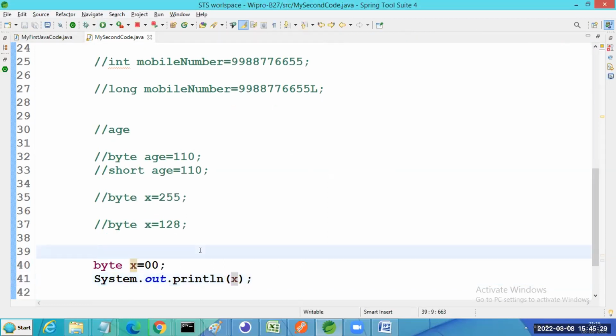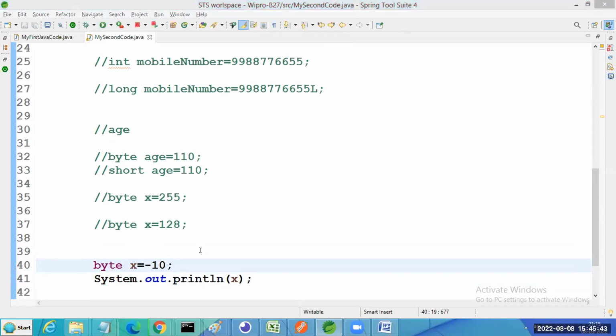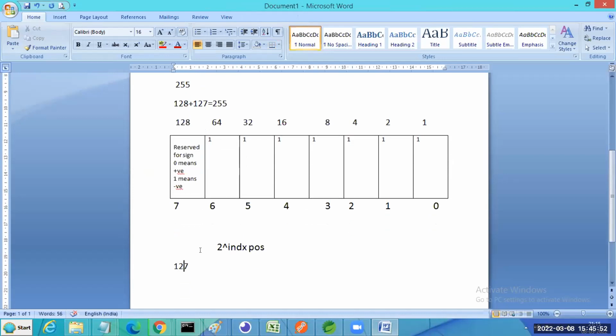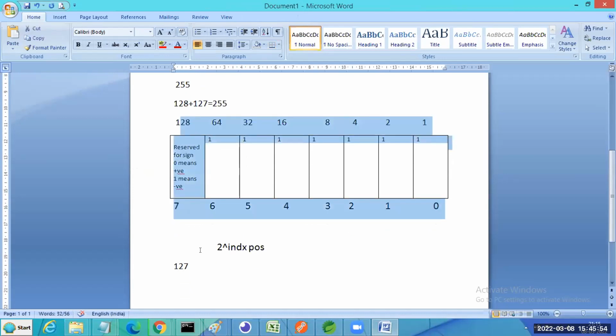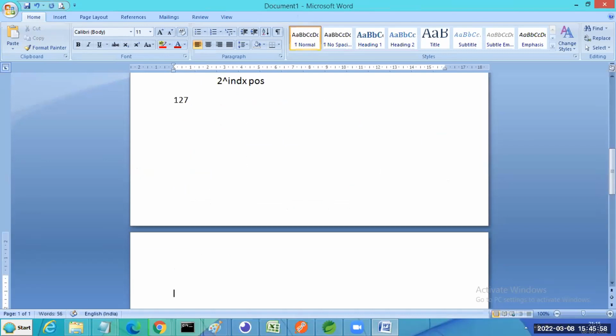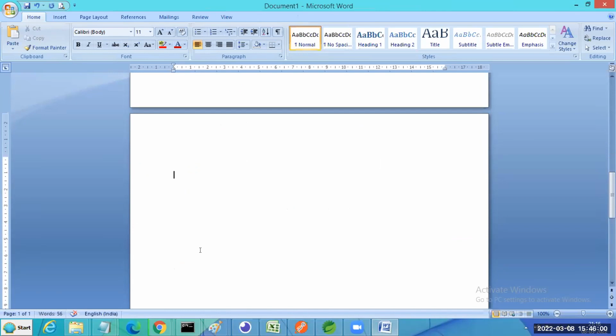Now let's check whether I can store minus values or not. Can I store minus 10 here? Yes, sir, minus 10 can be stored. Now, how is minus 10 stored in memory is the question, correct? Okay, now let me draw this once again. Same stuff over here, and we will think of negative and positive. I guess it is clear to you.